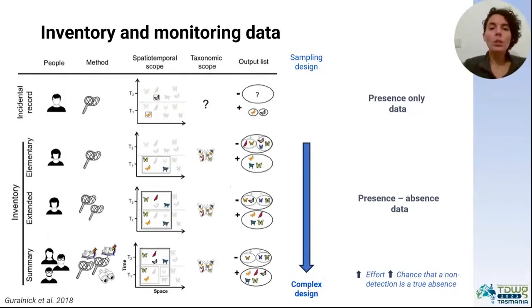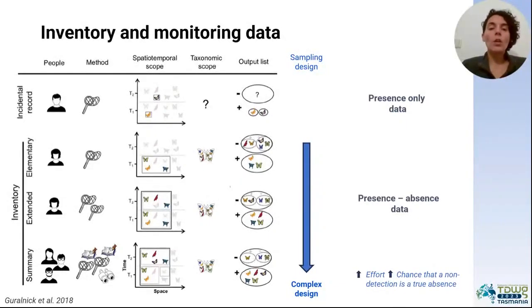But having a taxonomic scope helps us identify which species were not recorded or not detected. Of course, these non-detections can be true absences, species that were not present, or false absences, species that were present but were not detected. By increasing the sampling effort and having a proper sampling design, we can increase the probability of detection of the species and thus decrease the rate of false absences.